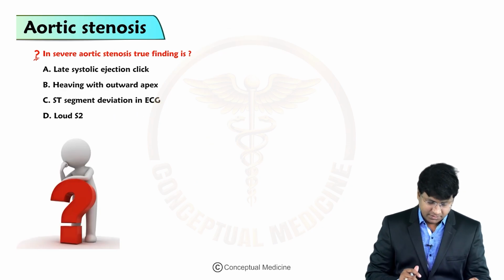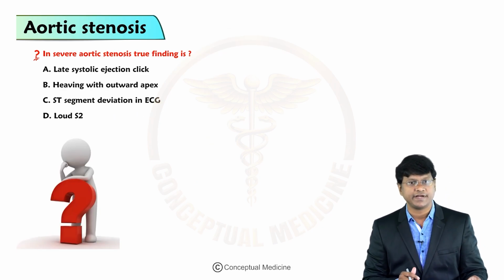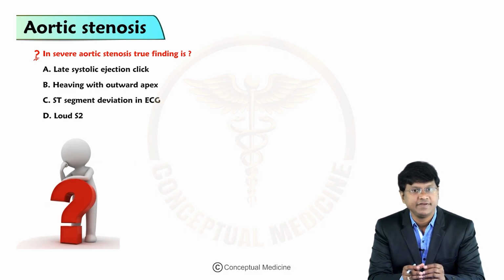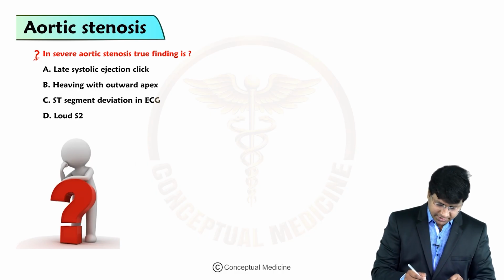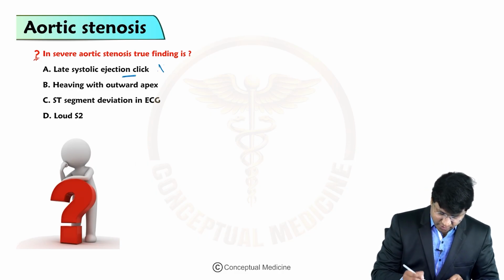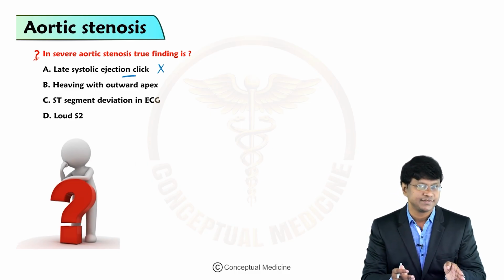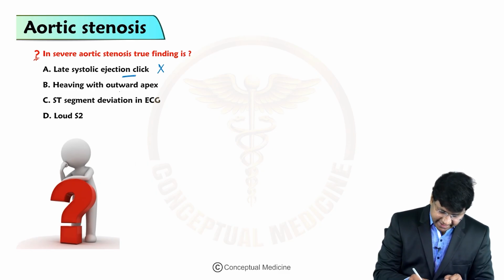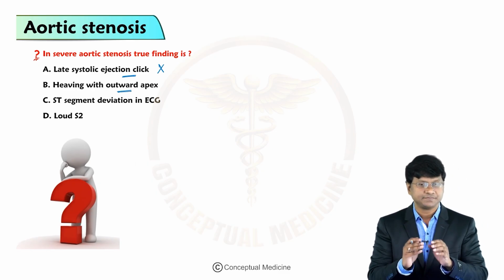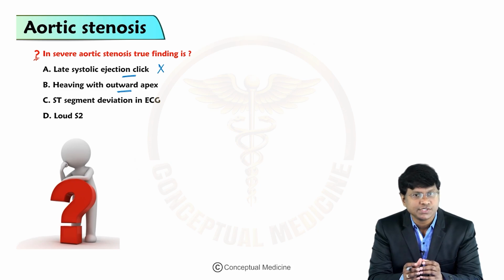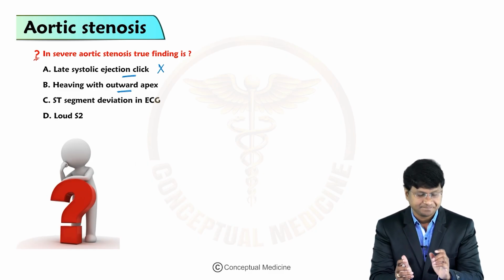This particular triad is suggestive of aortic stenosis. Right? Next question. In severe aortic stenosis, what is the true finding? Late systolic ejection click, heaving with outward apex, ST segment deviation in the ECG and the presence of loud S2. So late systolic ejection click is a wrong statement. In patients with aortic stenosis, you have the click in the early part of the systole. Okay? And heaving with the outward apex: in patients with aortic stenosis, either mild or moderate, they will have the heaving type of apical impulse or heaving apex beat.